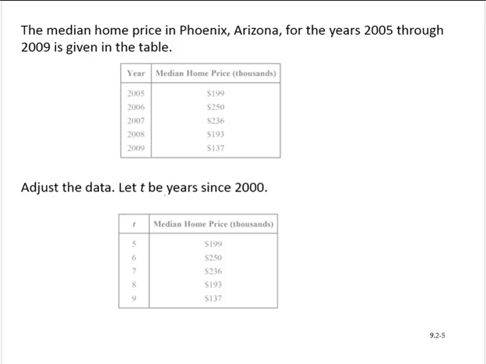So since T is the years since 2000, 2005 is 5 years since 2000. And so we see that we now adjust that T value to 5. Okay, and they did that with the rest of the data. So notice the home prices have not changed at all. The only thing that's changed is 2005 has gone to 5, and 2006 to 6, etc.